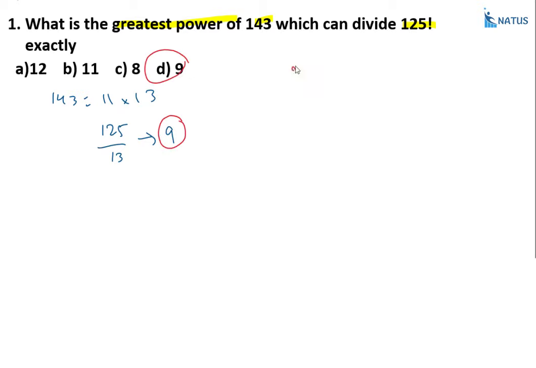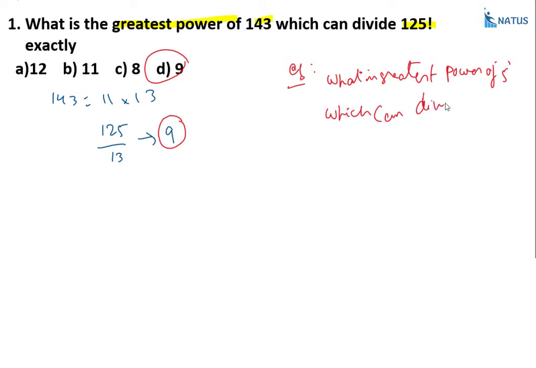Now let us take an example. What is the greatest power of 5 which can divide 125 factorial? This is the example. Now first you will divide this 125 by 5. What is the quotient? That is equal to 25.